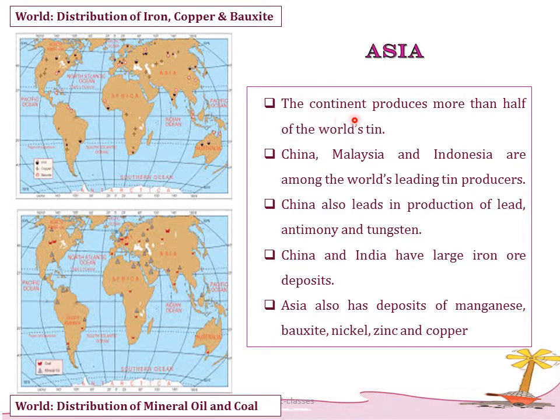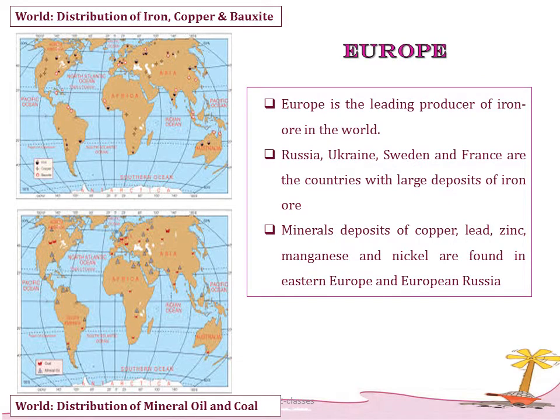Now this continent Asia produces more than half of the world's tin. China, Malaysia and Indonesia are among the world's leading tin producers. And China also leads the production of lead, antimony and tungsten. China and India have large iron ore deposits, and Asia also has deposits of manganese, bauxite, nickel, zinc and copper.